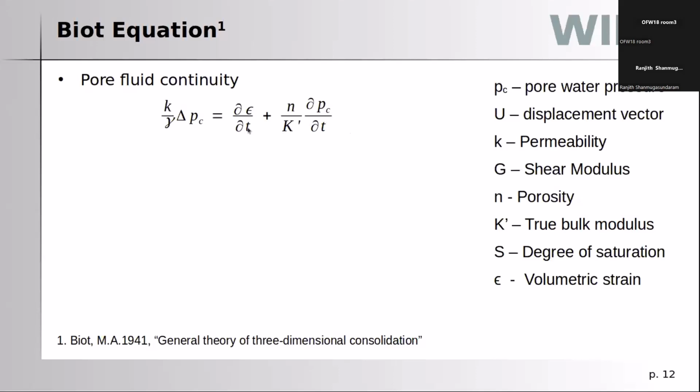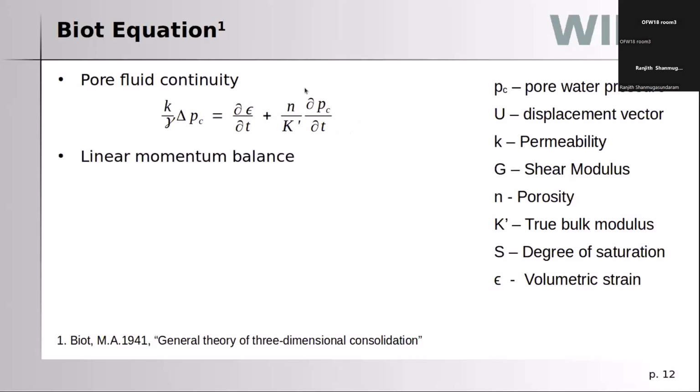The first term is the ∂ε/∂t term. This is due to the rate of change of volumetric strain. This epsilon term is the volumetric strain, which is the divergence of displacement. The second term is due to the compressibility effects.